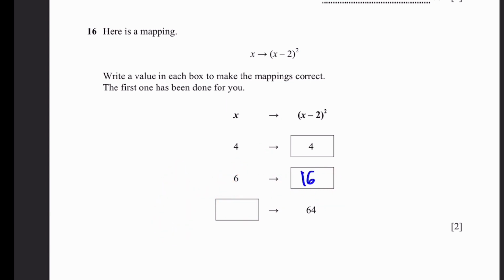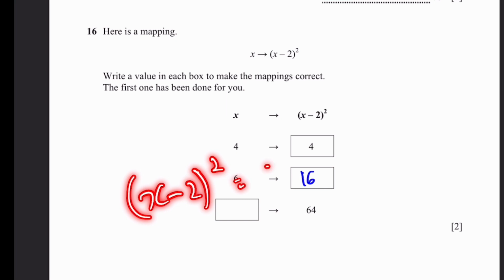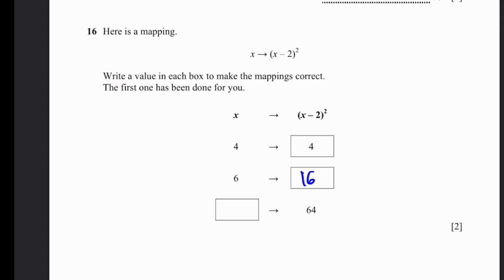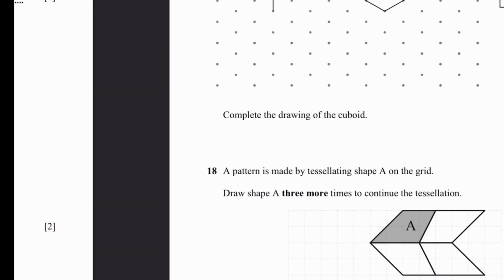Now, what number goes to 64? So, this x minus 2 the whole square is 64, and this value is x. So basically, we can write this as an equation. X minus 2 the whole square is equal to 64, and we are finding x. So x minus 2 is equal to the square root of 64. That's 8. So x is equal to 8 plus 2, which is 10. That's the answer.